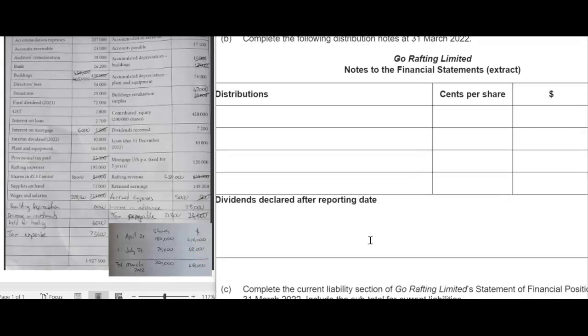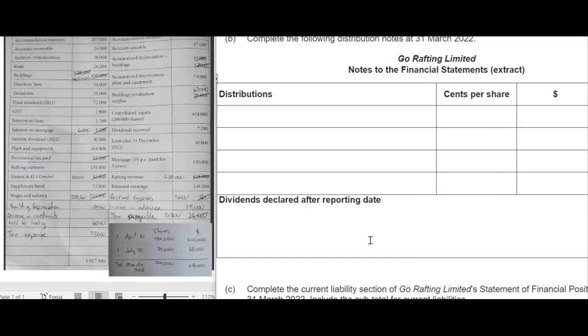The distributions for shares. Remember, we have to do a solvency test in order for this to happen. But the distributions is what we're paying out to shareholders for dividends. In this one, there's no share repurchase or buyback, so we don't have to worry about that. If there was, then that would be here as well. So we've got last year's final dividend. And that figure has been given to us over here. Final dividend, $72,000.